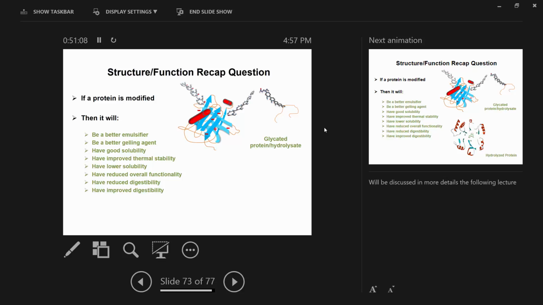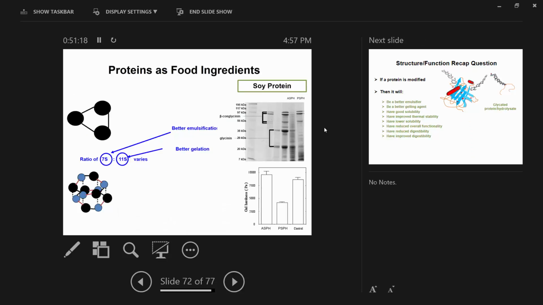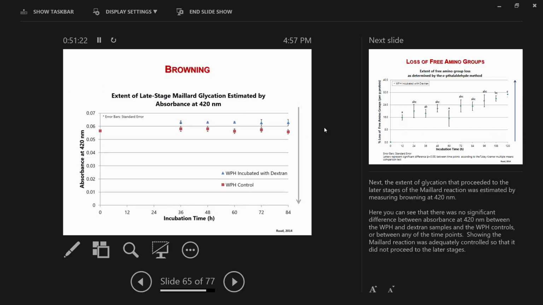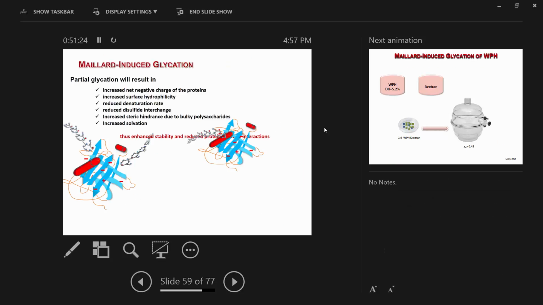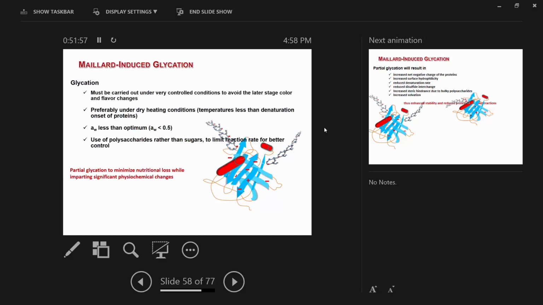They have lower solubility because the negative charges are masked by the carbs. No, actually. I think, you guys, I went probably too fast on this. I feel bad. Wait a second. Here. Increased net negative charge, increased surface hydrophilicity, reduced denaturation rate, reduced disulfide interchange, increased steric hindrance due to bulky polysaccharides, increased solvation, interaction with your solvent, thus enhanced stability and reduced protein interaction. It blocks more of the positive charges and makes them have a more negative charge.